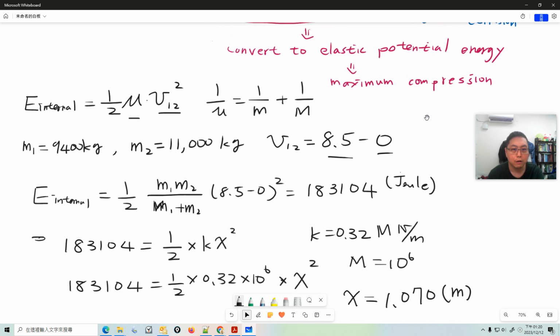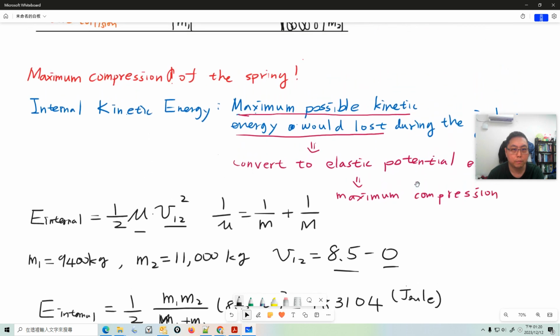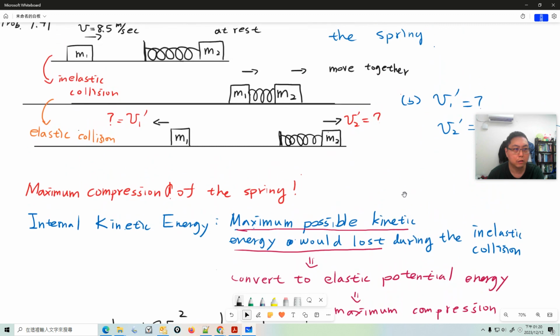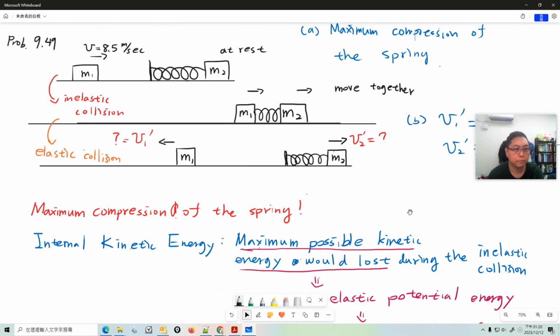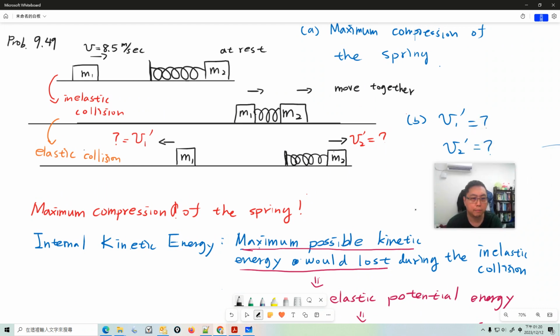Okay, so the second problem. The second problem actually is easy. After the second part, the elastic collision, what are V1 prime and V2 prime? The second part is the elastic collision. So actually it's very easy.